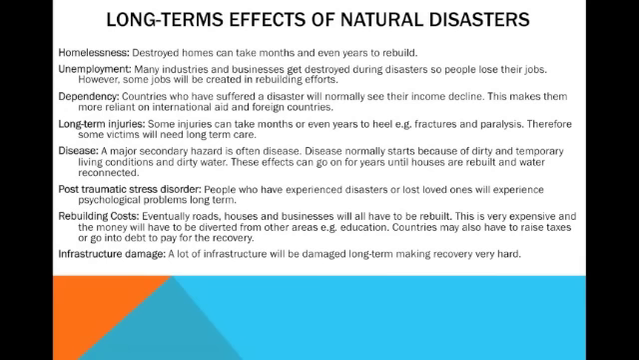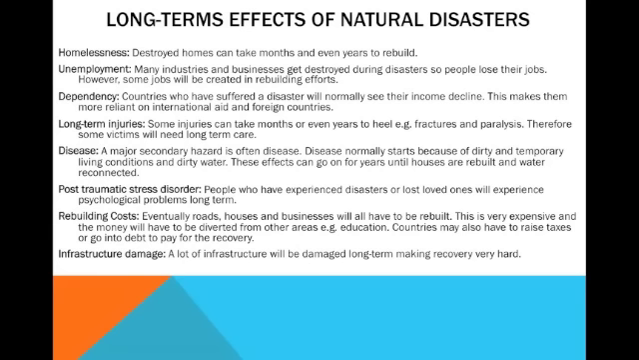Long-term effects of natural disasters. Homelessness. Destroyed homes can take months and even years to rebuild. Unemployment. Many industries and businesses get destroyed during disasters, so people lose their jobs. However, some jobs will be created in rebuilding efforts. Dependency. Countries who have suffered a disaster will normally see their income decline. This makes them more reliant on international aid and foreign countries.